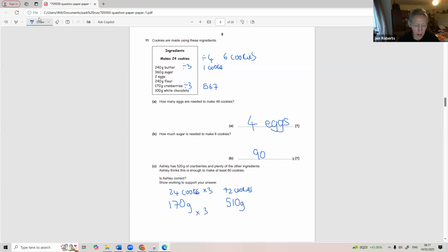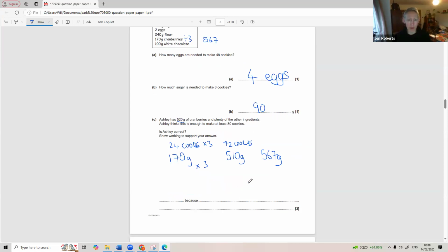So 510, plus 57 rounded, is 567. Right, so the answer's no. We need 567 grams. So 520 grams is not enough. You could have explained that slightly differently to me, I guess, but I'm going to use this explanation. No, because Ashley needs 567 grams. And I'm going to put here plus 57 grams. So that's plus 8 cookies.